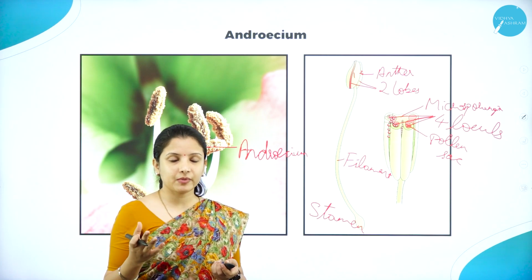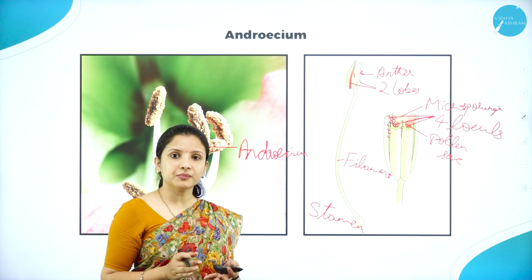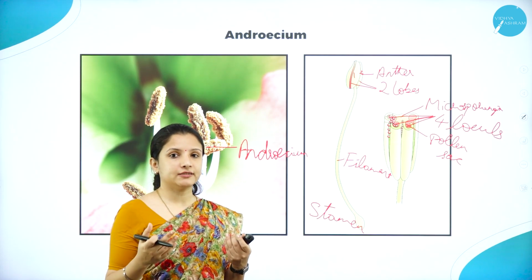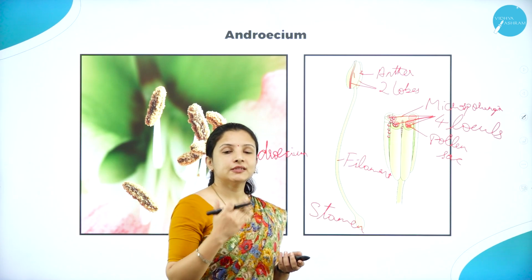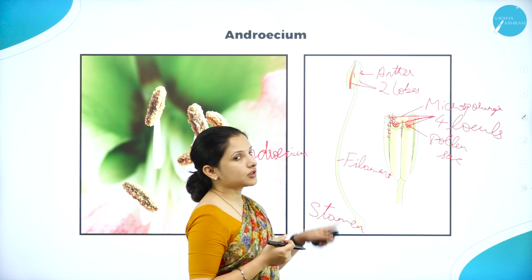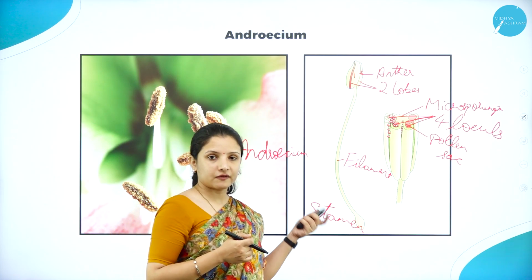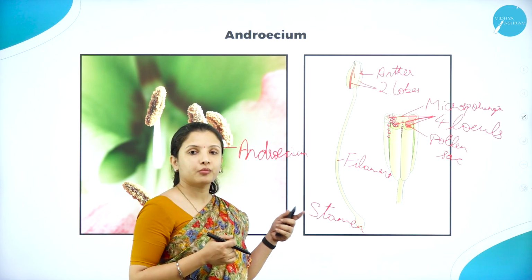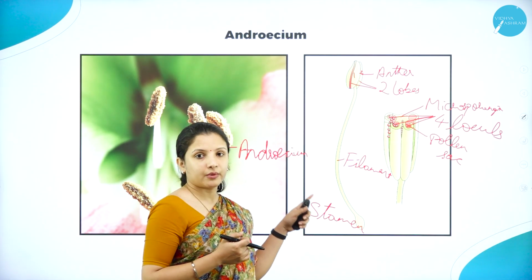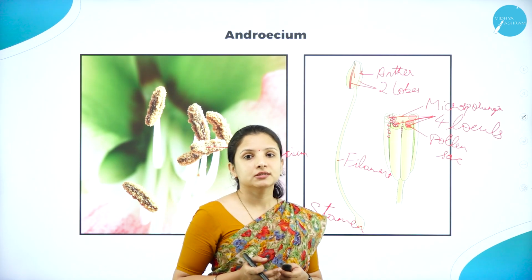They will be carried by the pollination process and deposited on the stigma, and from the stigma they will enter the ovary and fertilize the ovule. That is how the setting of the seed takes place. So this is about the structure of the anther. If I say I'm talking about the filament, it means I'm talking about the stamen, that is the anther and the filament, because the anther and the filament together constitute the stamen.